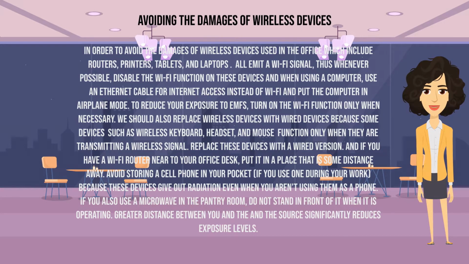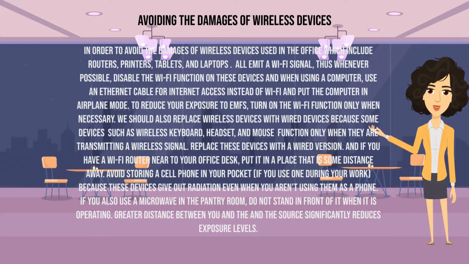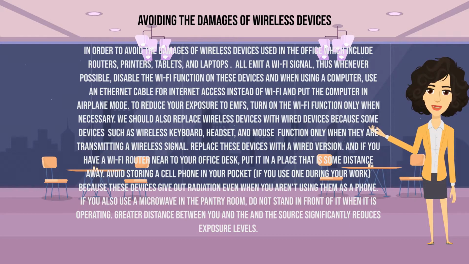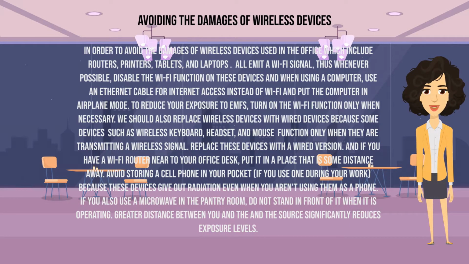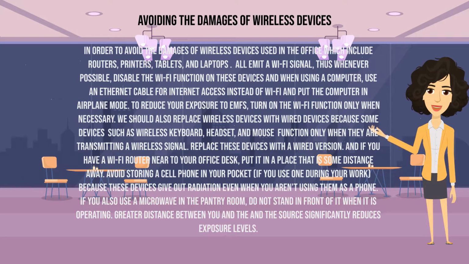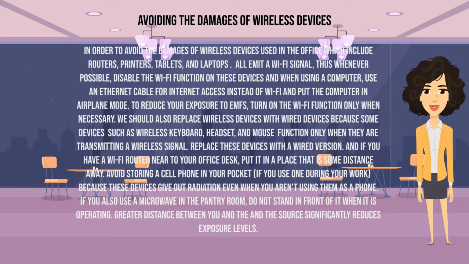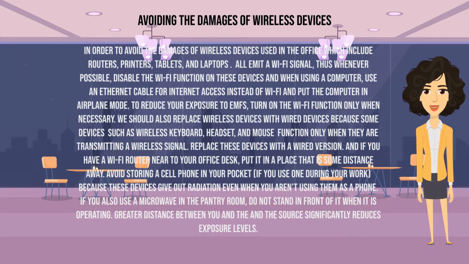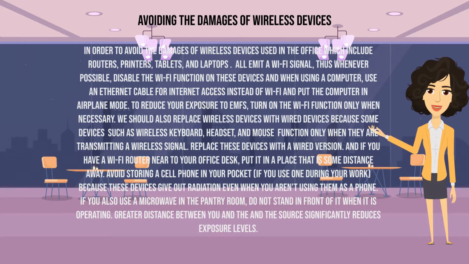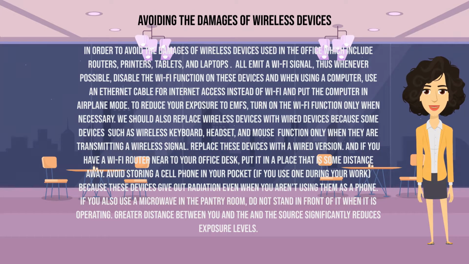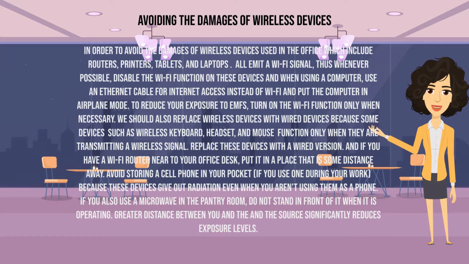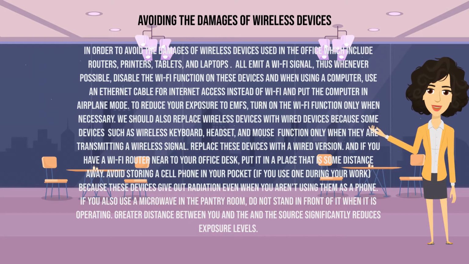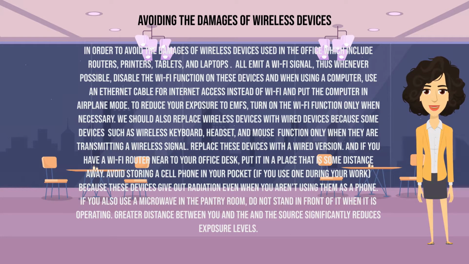And if you have a Wi-Fi router near your office desk, locate it in a place that is some distance away. Avoid storing a cell phone in your pocket if you use one during your work, because these devices give out radiation even when you are not using them as a phone. If you also use a microwave in the pantry room, do not stand in front of it when it's operating. Greater distance between you and the source significantly reduces exposure levels.